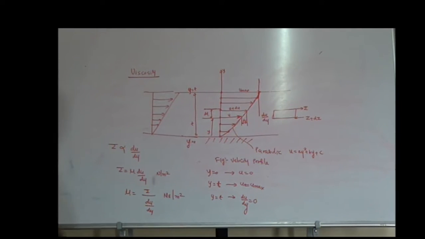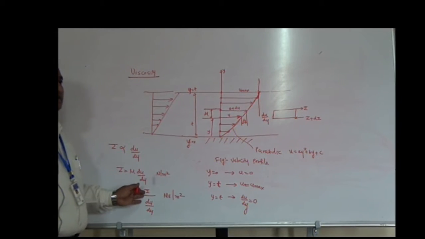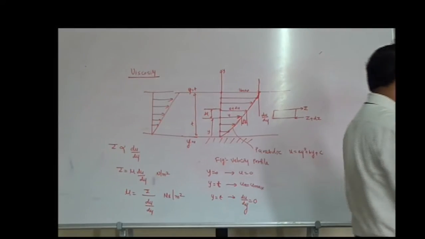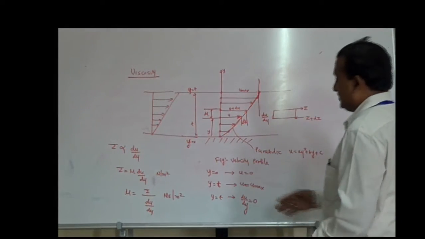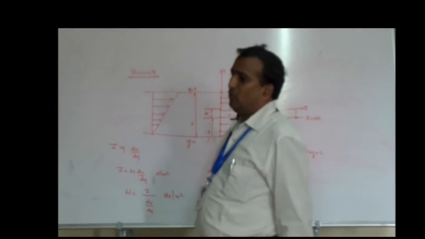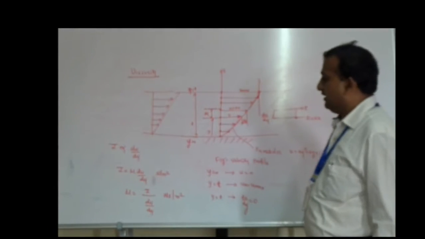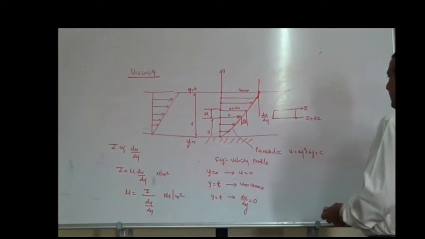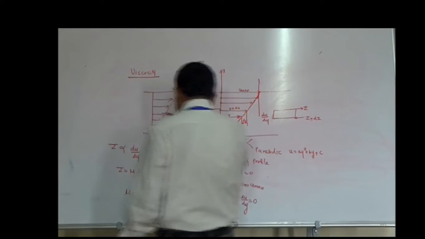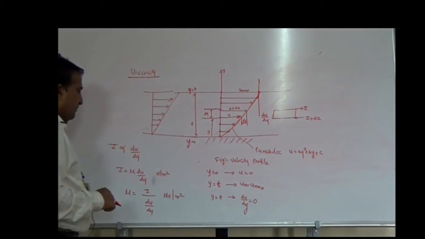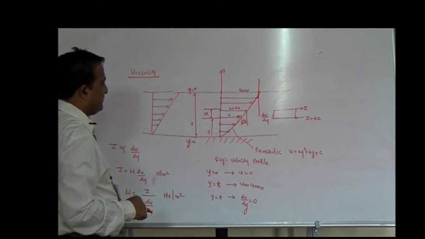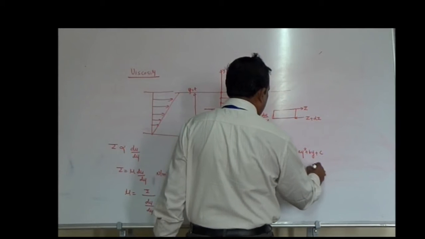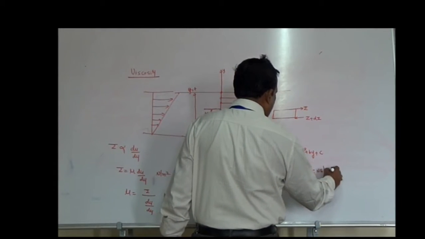Now we can define the viscosity. It is the shear stress required to produce a unit rate of shear strain, that is, a unit velocity gradient in the fluid. So the SI unit of viscosity is Newton second per meter square, but we still use an MKS unit, that is called poise. 1 poise is equal to 1 by 10 Newton second per meter square.